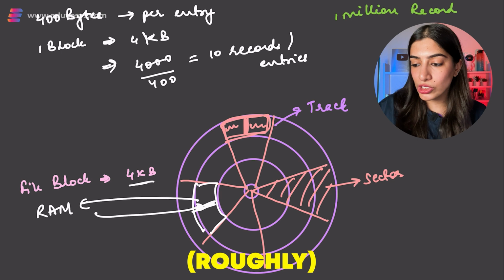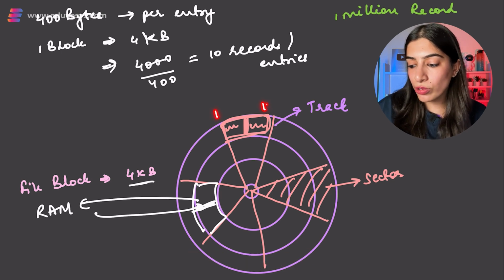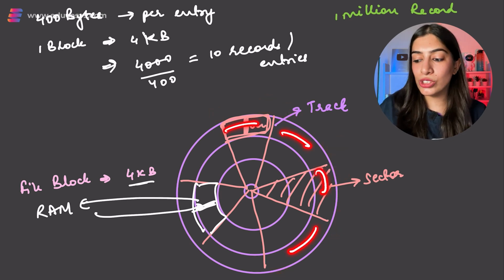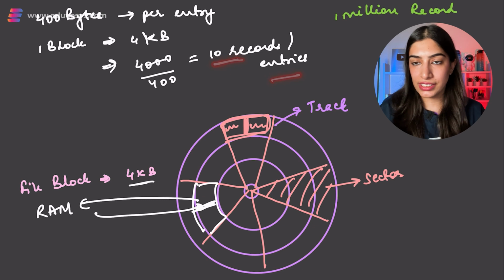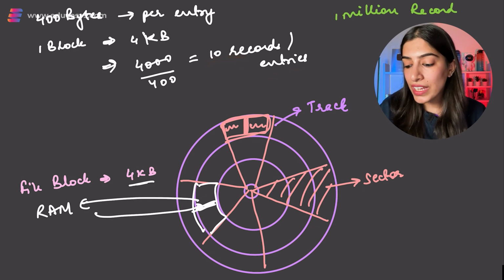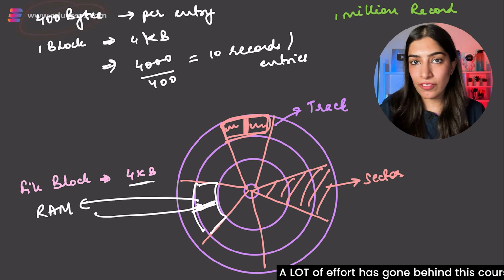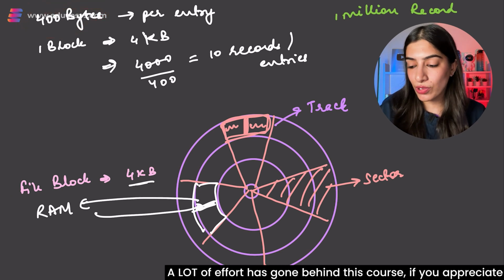Every single block, it might be something like this: 1 to 10 over here, 11 to 20 over here, 21 to 30 over here, 31 to 40 over here, like this. So every single block would store 10 records or entries. I am assuming that every file block can store up to 4 KB and every entry is taking 400 bytes. This is just an example to understand.